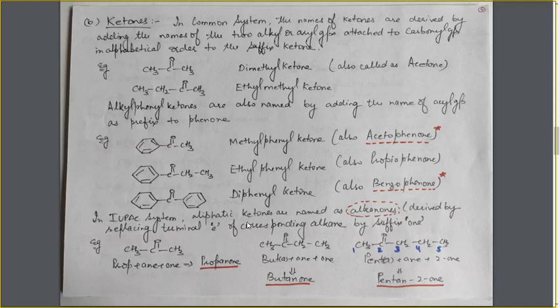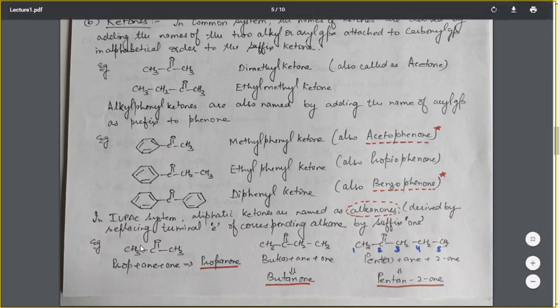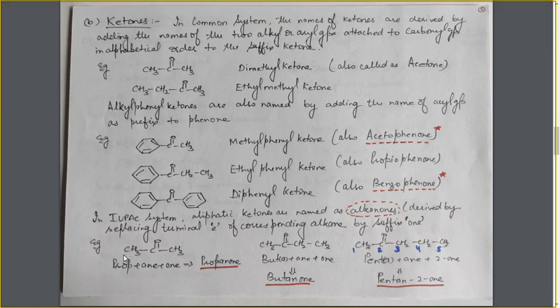In the IUPAC system, the aliphatic ketones are named as alkanones. That is, the terminal e of the name of the alkane is replaced by -one. Why -one? Because in case of the ketonic group, the suffix is -one, O-N-E. For example, in case of this 3-carbon ketone, the alkane will be propane, and replacing the terminal e with -one, the name becomes propanone.